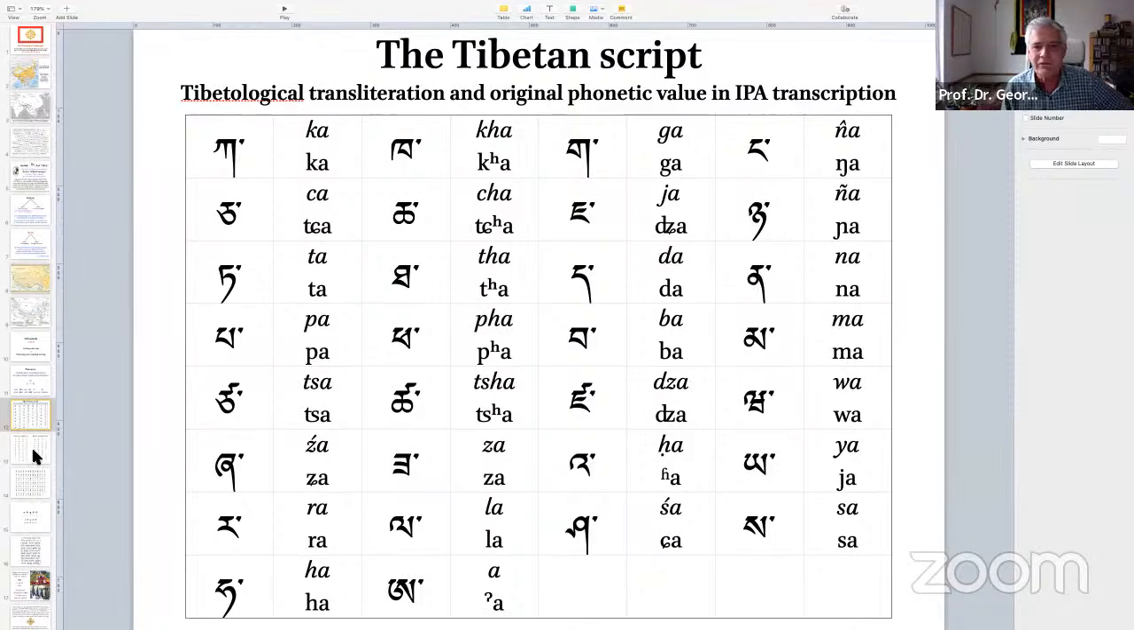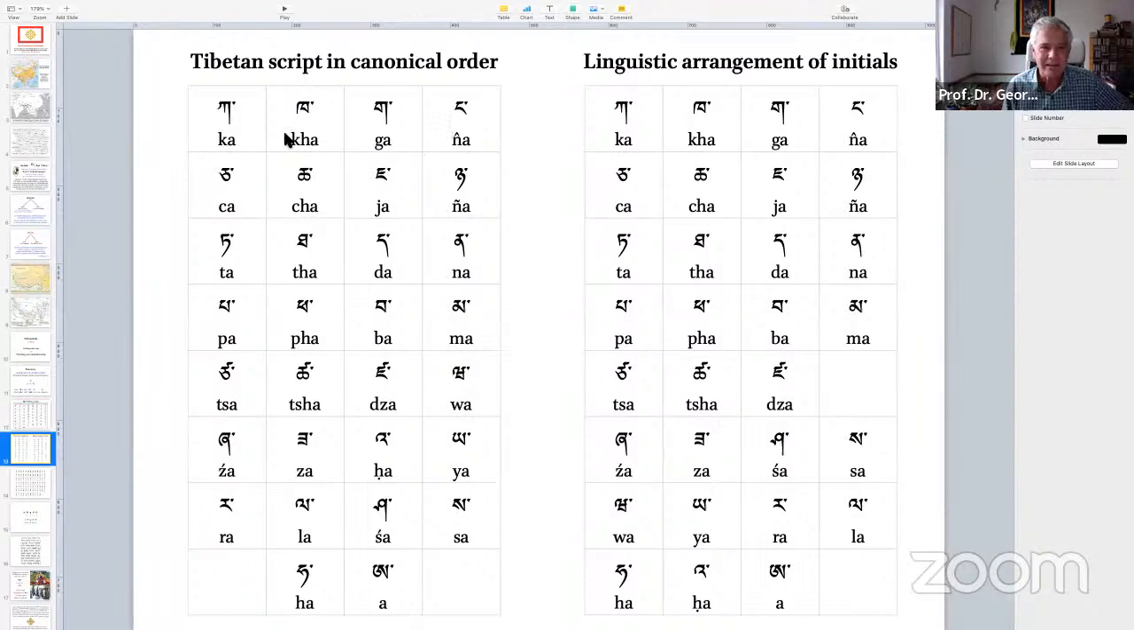So these are all of the letters, again exactly the same letters on the left and on the right, but with some rearrangement, so that we put the sibilants together, and then we put wa, ya, ra, la together. This looks more satisfying to someone familiar with the Indic scripts, because then ya, ra, la, wa are together, and then you have these different onsets ha and a at the end. So this is a linguistic rearrangement, but if you're consulting a Tibetan or a Bhutanese Dzongkha dictionary, you simply use the canonical order on the left.